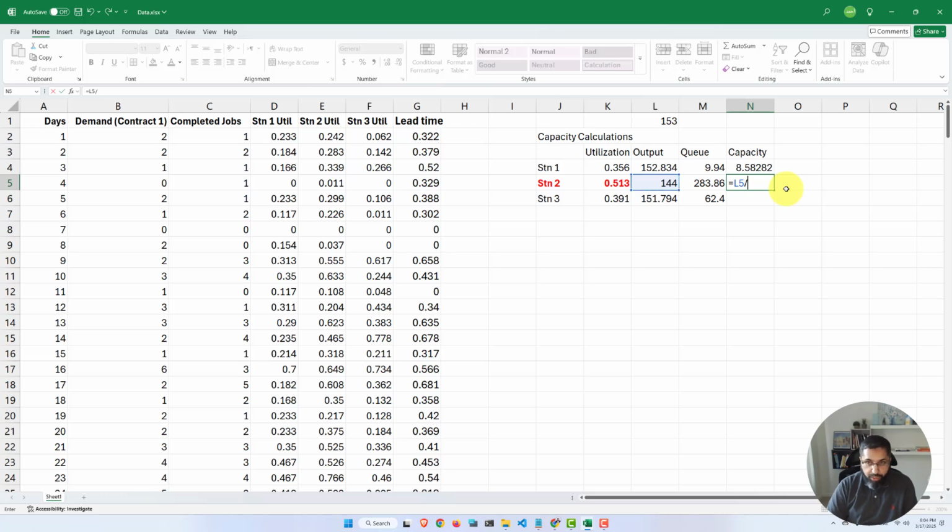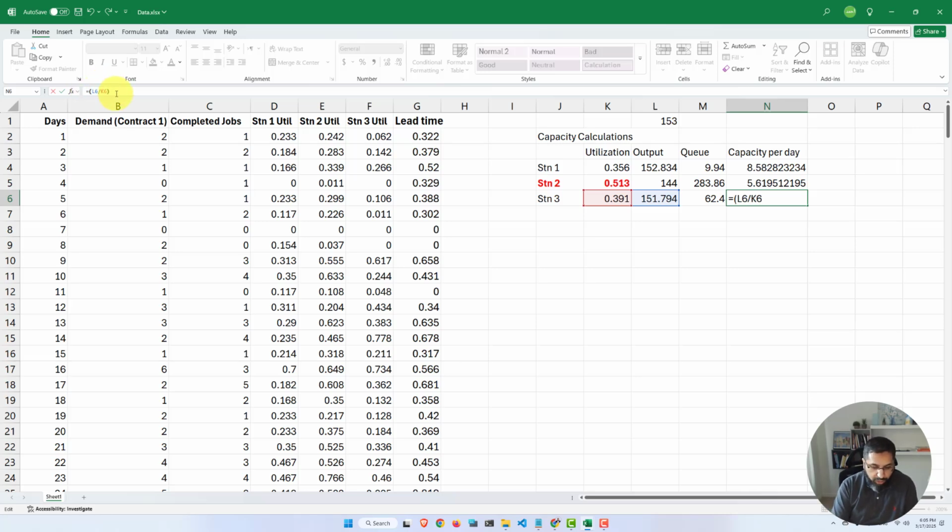Output divided by utilization, and then you want to divide the whole thing by 50 because that's the capacity over 50 days. I need capacity per day. That's 5.6. And again, this is an optimistic estimate because I know my actual number is between 144 and 151. And then I'm going to divide this whole thing by 50.